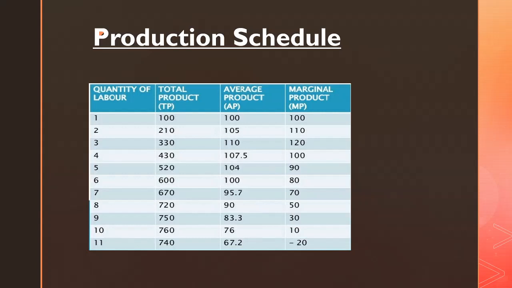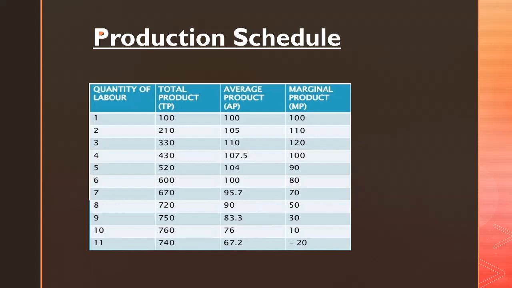In this production schedule, as you can see on the screen, quantity of labor, total product, average product and marginal product are given. When we use 1 unit of labor, our total production is equal to 100, and marginal product and average product are also 100. After it, as we increase 1 unit of labor, our total production increases from 100 to 200, that is an increment in total product equal to 110. When we increase one more unit of labor, our total production increases by 120.